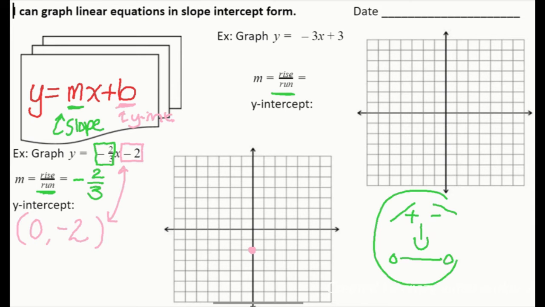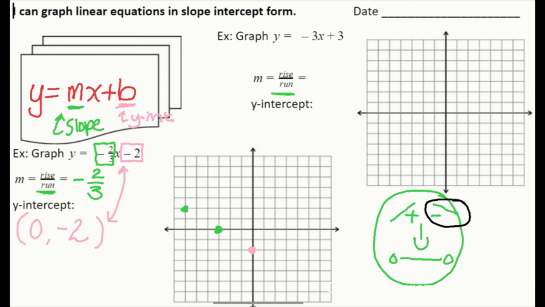Since this is a negative slope, we want it to look like this eye over here. So if we go up 1, 2, then we're going to have to go over 3 to the left, because we want it to look like that negative eye over there. 1, 2, 3. We'll plot our second point there. You can also go up another 1, 2, and then over another 3, to continue plotting. What you can also do is start at your negative 2 point, your y-intercept, and go down 1, 2, and then to the right 1, 2, 3.